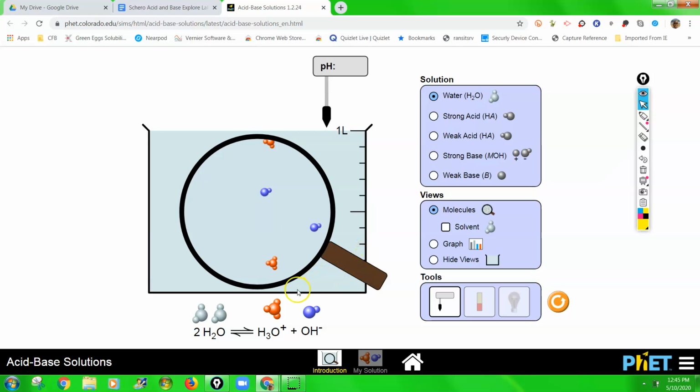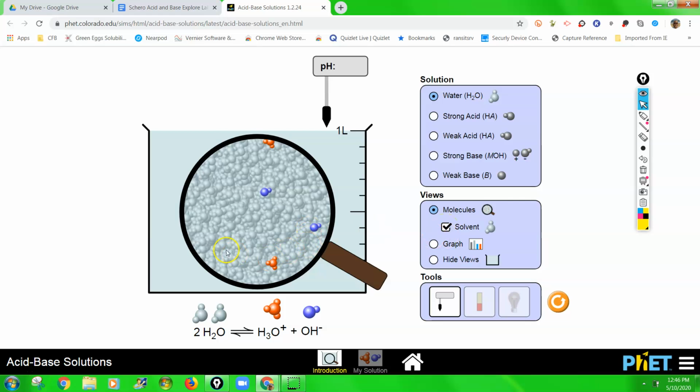You'll notice that what we have here in our beaker is magnified, so you can see the molecules. And right now, what we see is we have some water in here, and the water is breaking apart a tiny bit into hydronium ions, like we already learned about, and hydroxide ions. And so sometimes we need to be able to see all the molecules, including the water. So the solvent is the water. So you see a whole bunch of water, water, water, water, only a teeny tiny bit of hydronium, the red ones, and hydroxide, the blue ones.